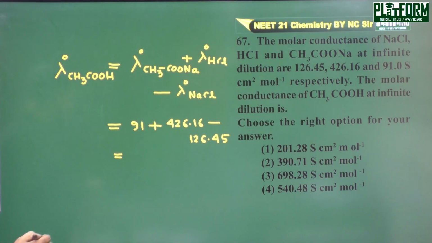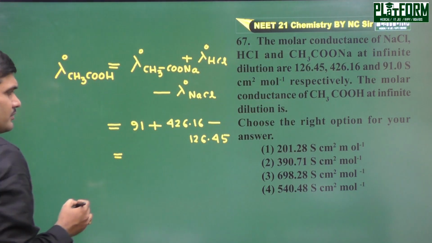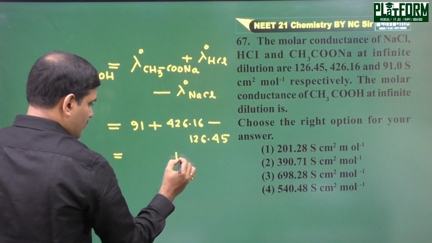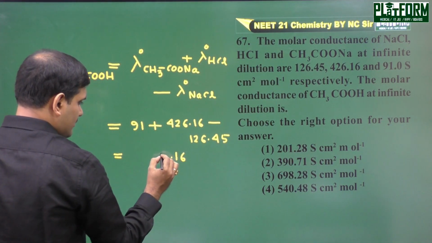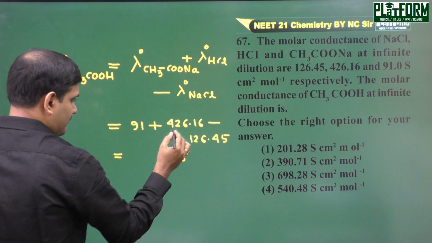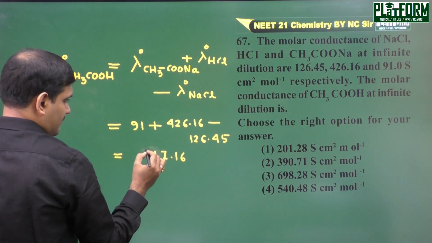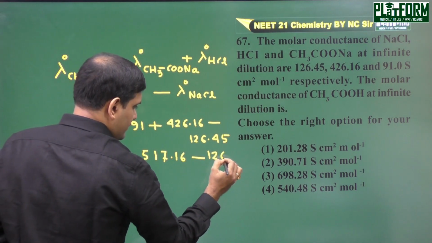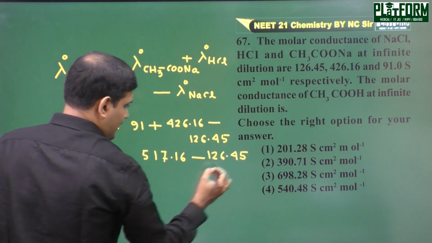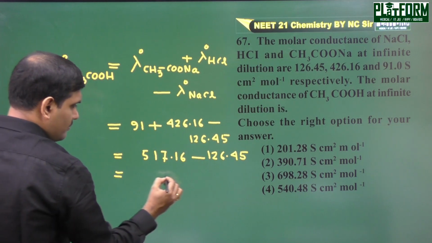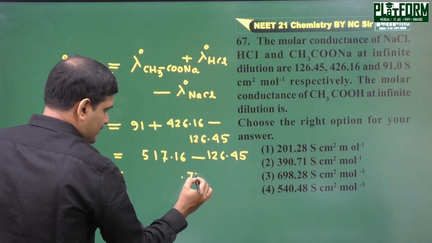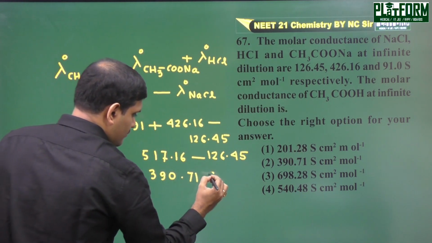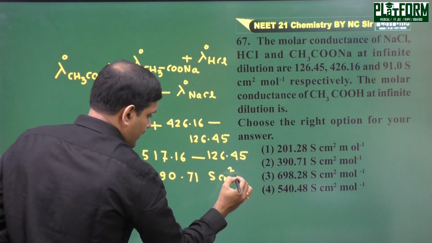If you calculate this value, 91 plus 426.16 is 517.16, minus 126.45. If you subtract it, you will definitely get the value 390.71. The unit will be Siemens centimeter square per mole.